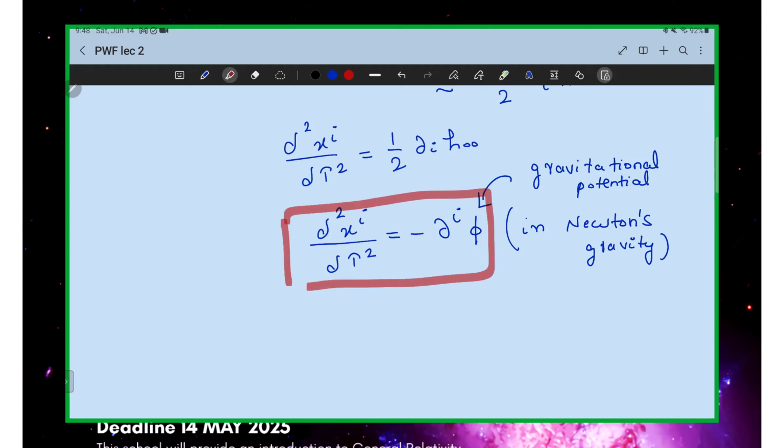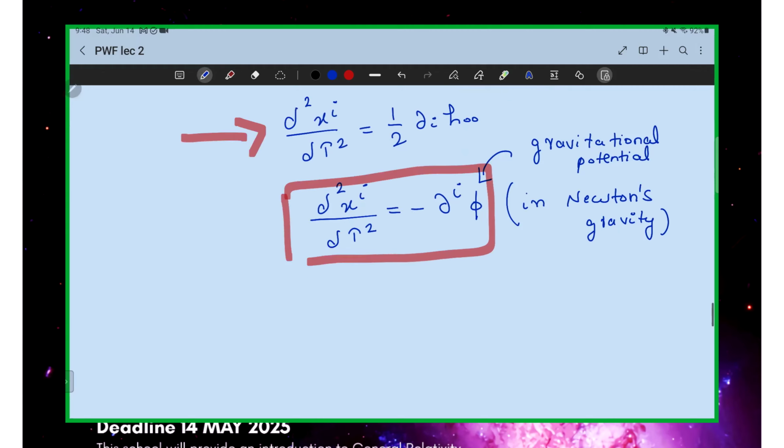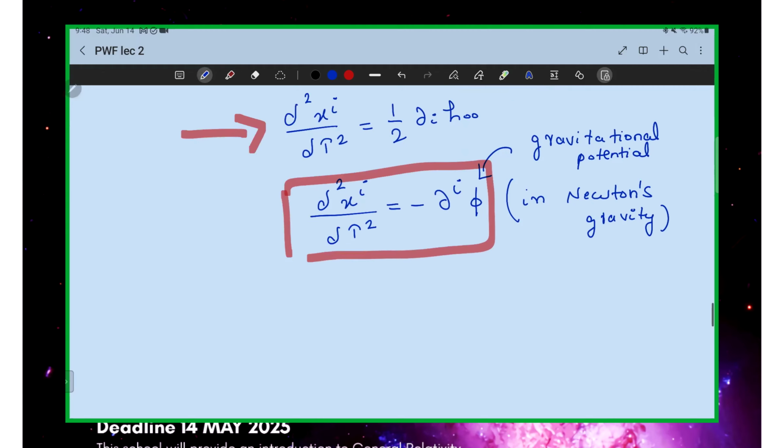But from general relativity, in the weak gravitation limit and in the stationary source limit, we are able to derive this equation. What does it tell you? It tells you that this thing, 1 over 2 h naught naught, should be equal to minus the gravitational potential, which means that h naught naught is just minus 2 times the gravitational potential. Okay, so this equation is pretty important. If you use this equation here in this equation, what do you get?